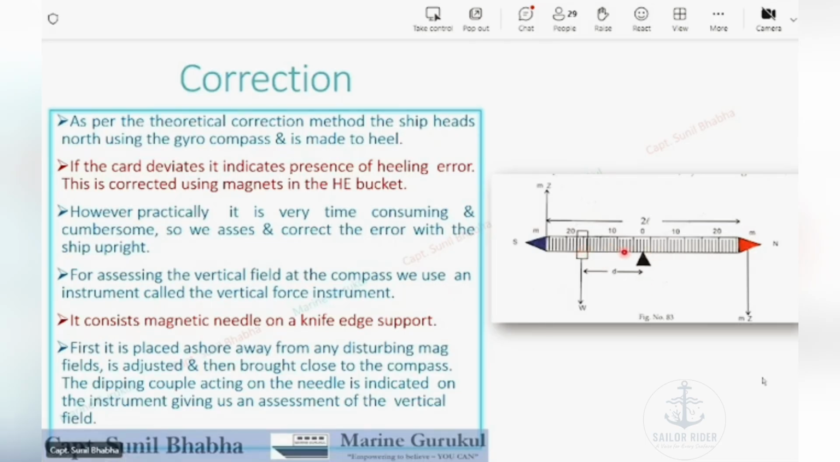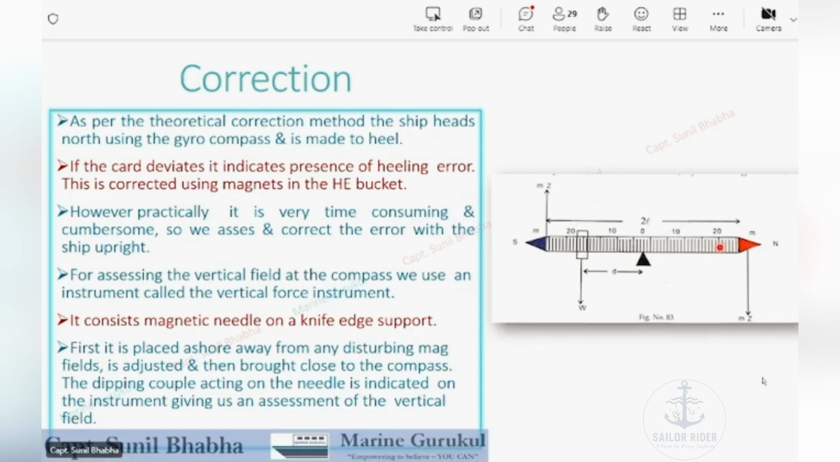So if the needle does not stay horizontal, it immediately tells us that there is a vertical field in the compass location. What the compass adjuster now does is, he does not touch the weight and the needle. He places the heeling error bucket, and he places the magnets in that bucket. The magnets are placed in such a way that this VFI needle should become horizontal again.